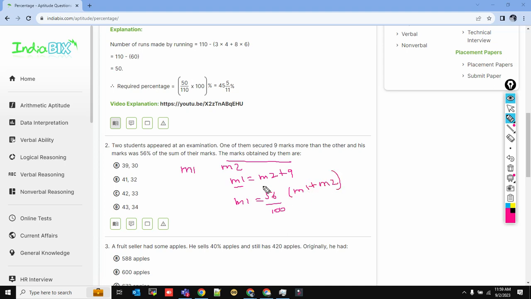Okay. So when you frame this equation, you have to bring this equation into one variable, right? So let's put the value of M2 here. M2 will be M1 minus 9. So M1 will be 56 by 100 into M1 plus M1 minus 9. So this will be 56 by 100 into 2M1 minus 9.